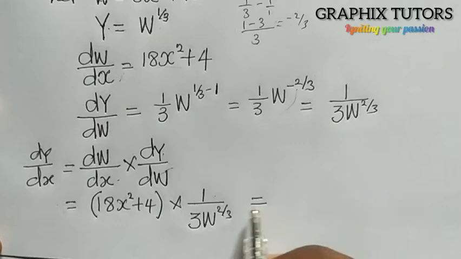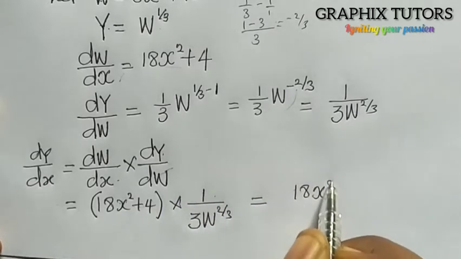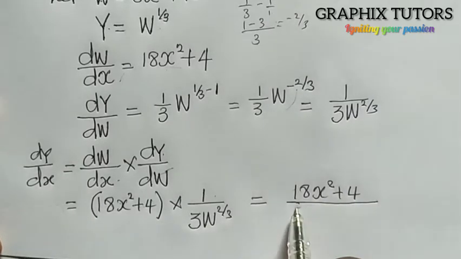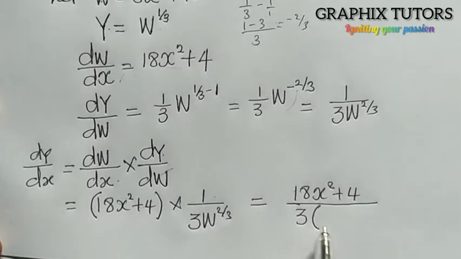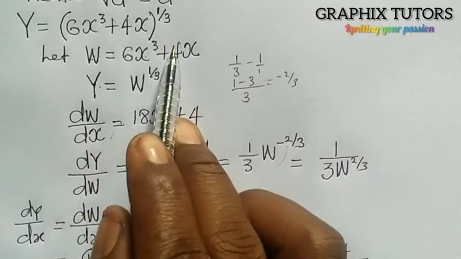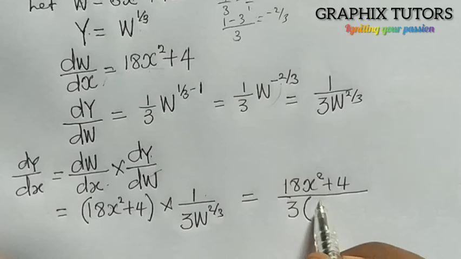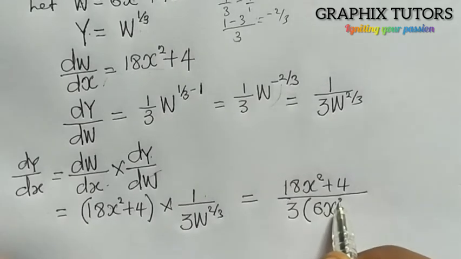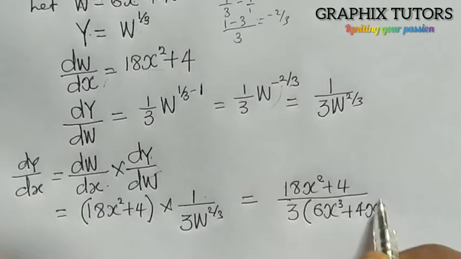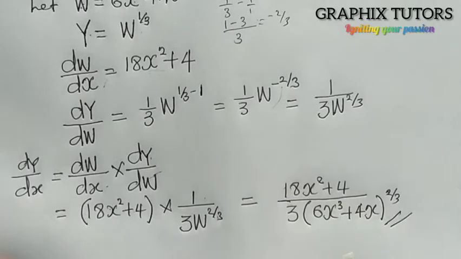So this is going to give us this. If I multiply this, I'll be having 18x squared plus 4 times 1 will give you 18x squared plus 4, all over 3w. So what is w? W that I calculated here is 6x cubed plus 4x. So I'm having 6x cubed plus 4x, to the power of 2 over 3. So this is my answer.